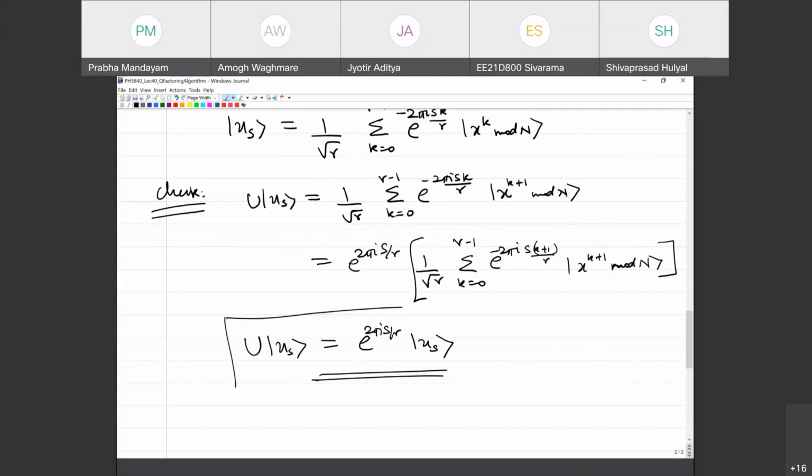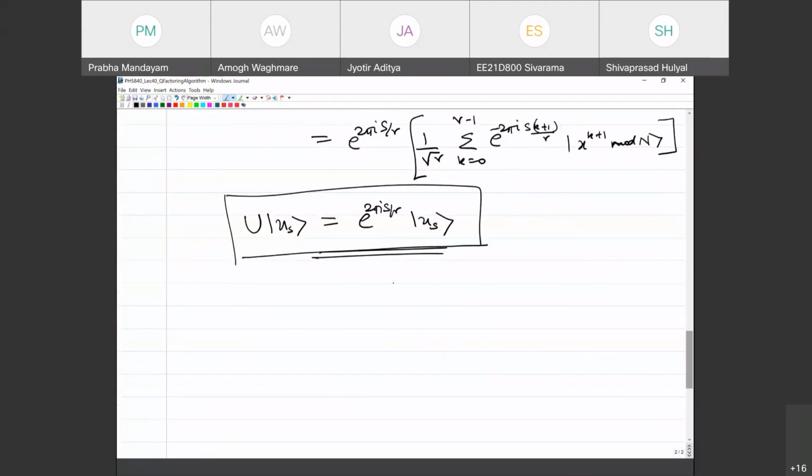So the order comes out in the phase, right? So the phase of the eigenvalues are of the form S by R, right? Where S itself goes from 0, 1, 2, 3, etc. up to R minus 1, right?